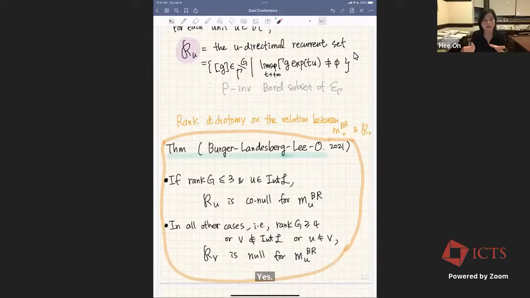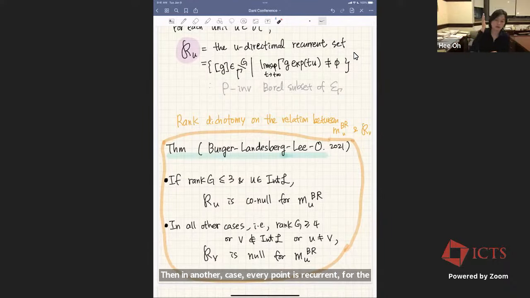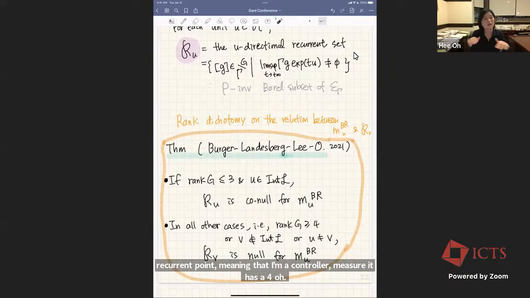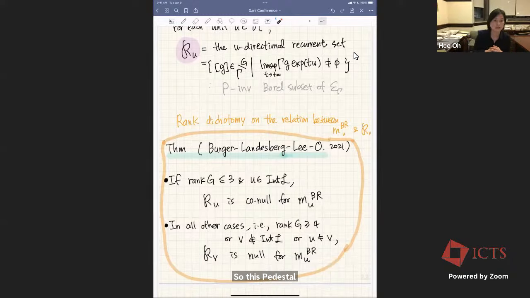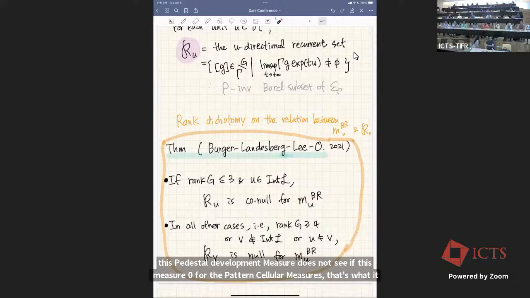If you look at full A, then in the Anosov case, every point is recurrent for the full A. But if you fix the direction, then there is this surprising difference. If you look at up to rank 3, then there are many recurrent points, meaning that the gamma conformal measure has full Patterson-Sullivan measure. But in higher rank, the recurrent points are very sparse. So the Patterson-Sullivan measure does not see them; it is measure 0 for the Patterson-Sullivan measures. That's what it says. Okay, thank you. Does it make sense? Yeah. Yeah, thanks.